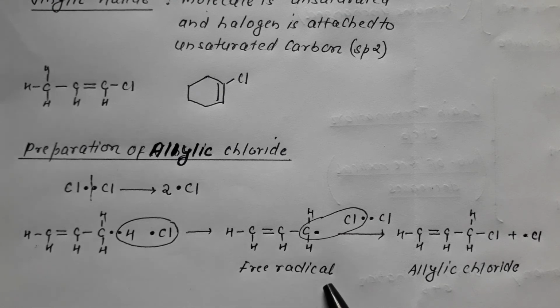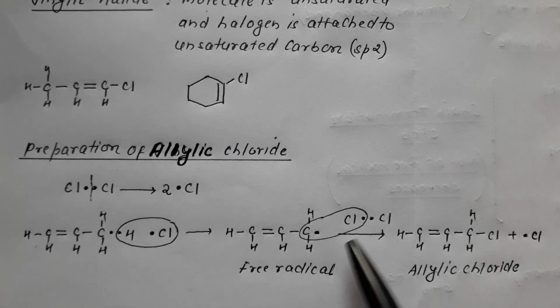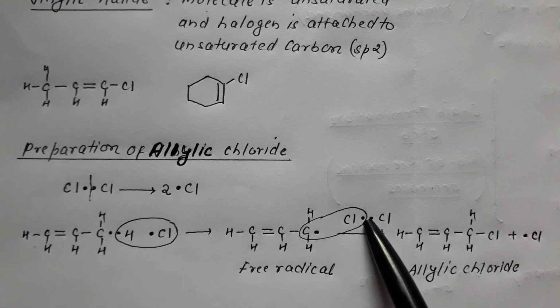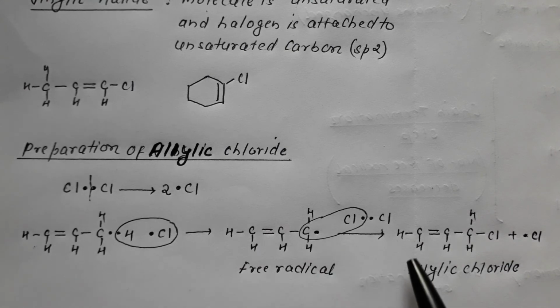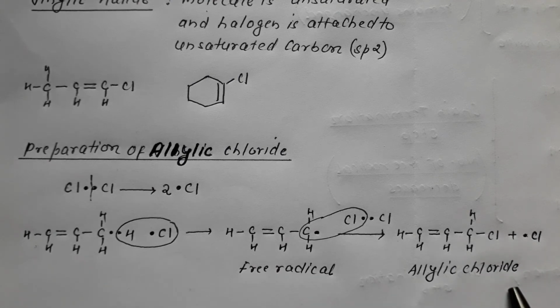This free radical then comes in contact with a molecule of chlorine. One of the Cl with a single electron is taken away, and it gets attached to this carbon, forming CH2 double bond CH single bond CH2Cl, and a chlorine free radical is left over to continue this reaction. This is a chain propagation step. So a chlorine free radical is left over to continue, and we are getting allyl chloride.